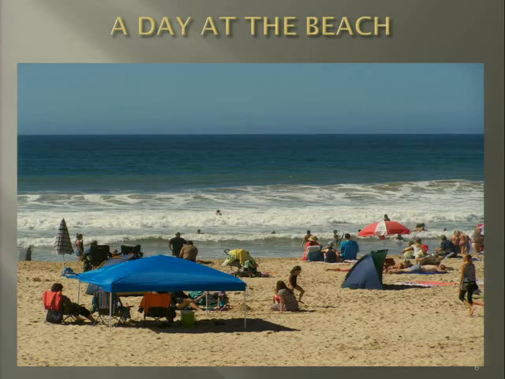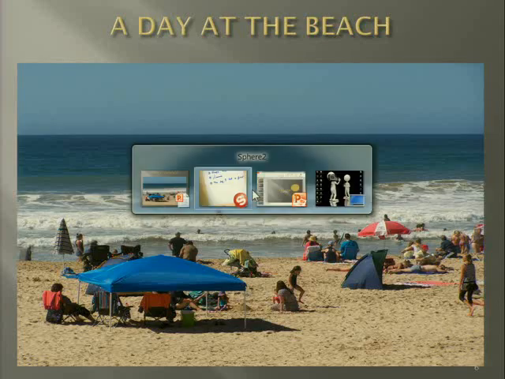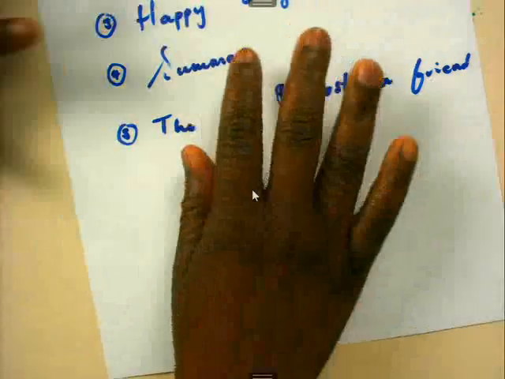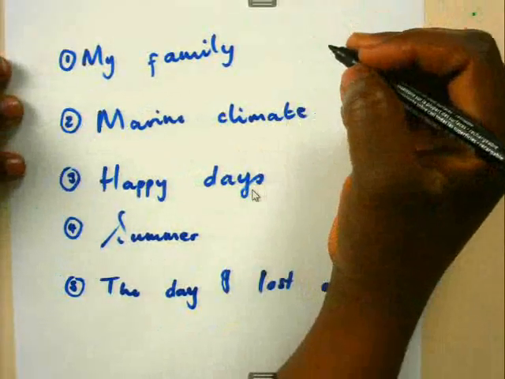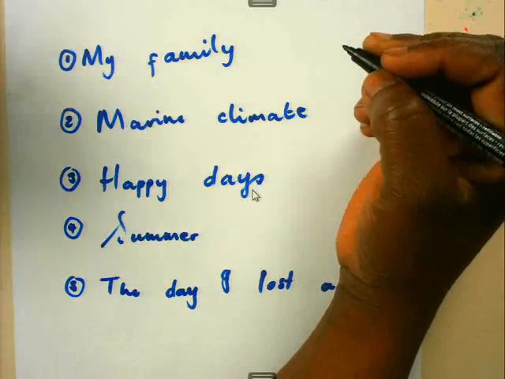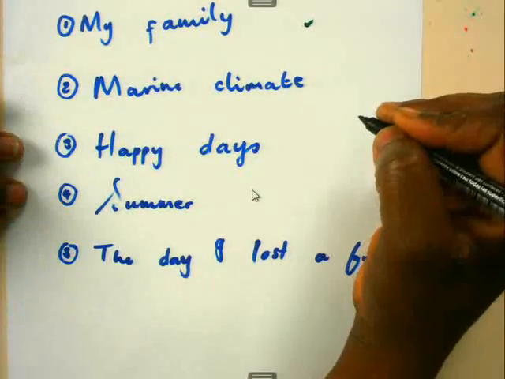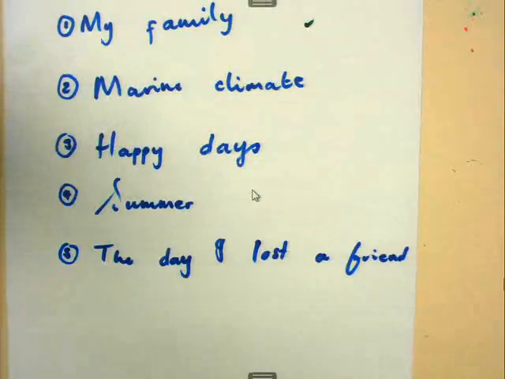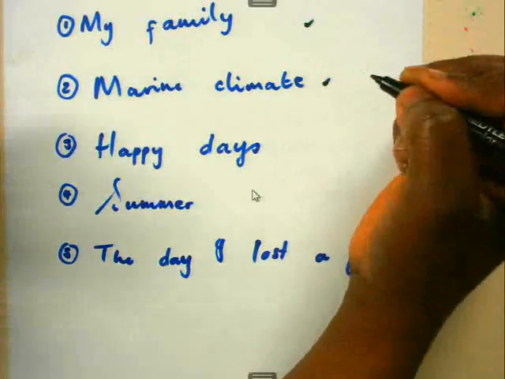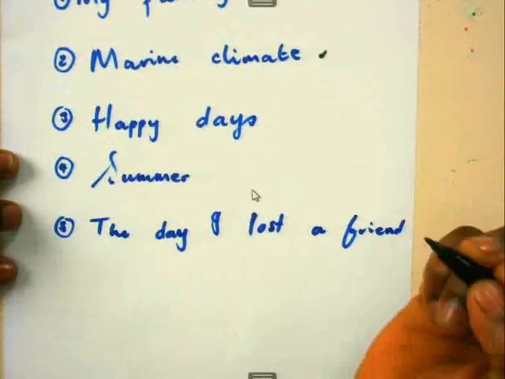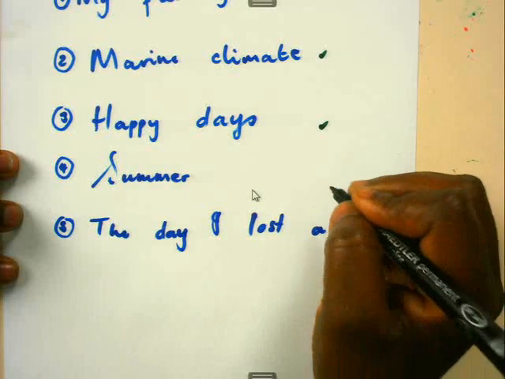All right. Now, I'm sure you have come up with 1,000 beautiful topics for this picture. Before I show you the next 2 pictures, I just want to show you what I have come up with. For example, you could say, my family. That would be suitable for the picture that I've shown you. Marine climate, meaning the weather that is experienced by cities or places near the sea. That would also be suitable. Happy days, that would be suitable as well.